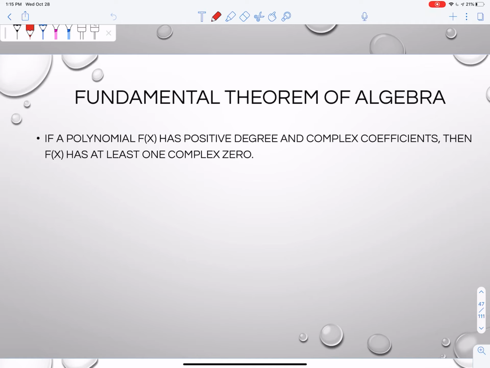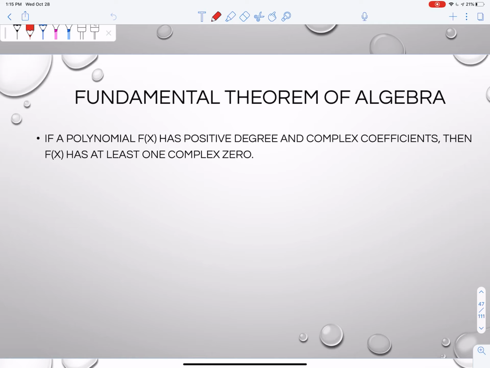And the coefficients of the function can be complex as well. We are typically going to deal with polynomial functions where we have real coefficients, which would then still allow for the possibility of complex or real zeros, because remember, the real numbers are a subset of the complex numbers.